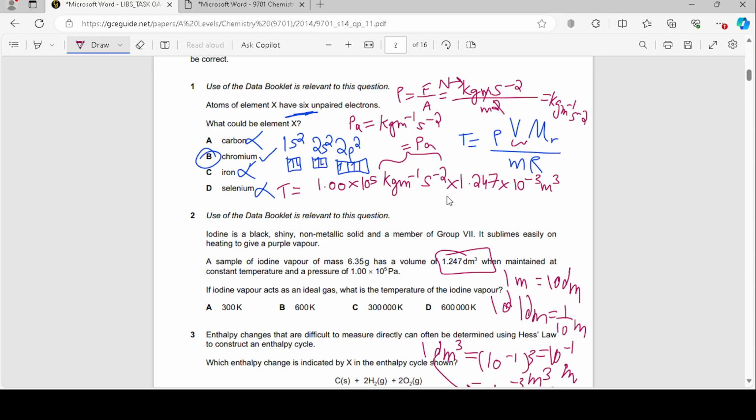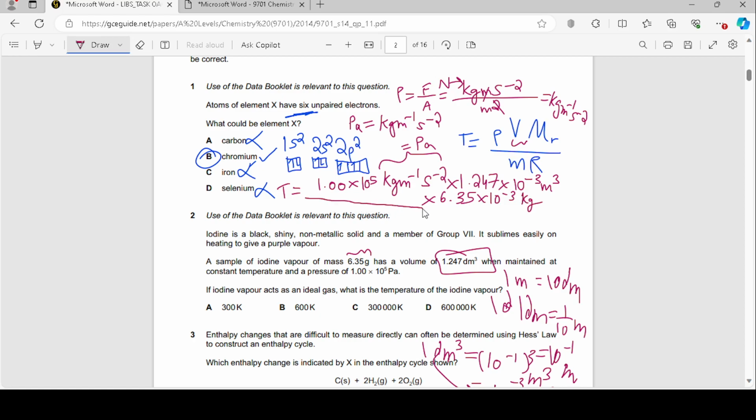And then I have my mass, which is 6.35 grams, but then again I'm doing it in SI units, so I can convert this 6.35 grams to 6.35 into 10 to the power of minus 3 kilograms.